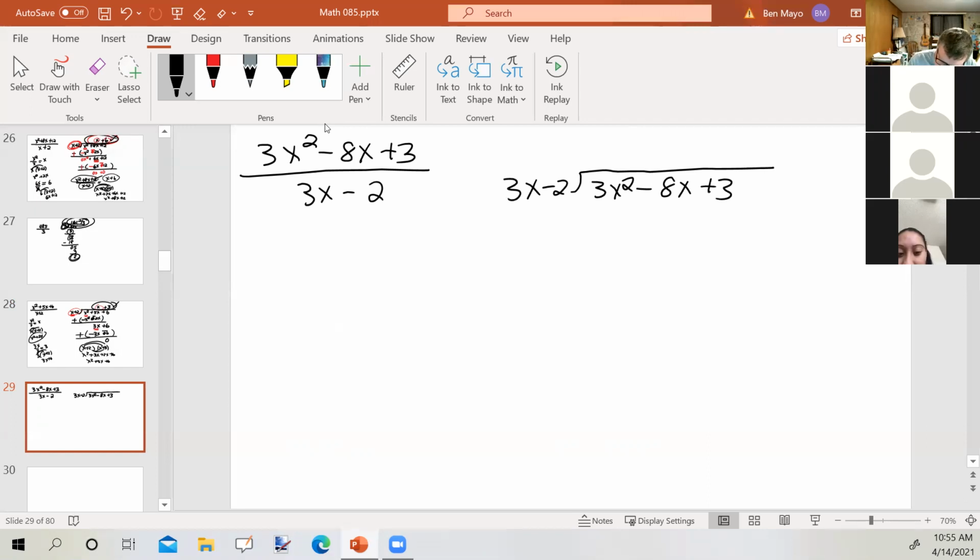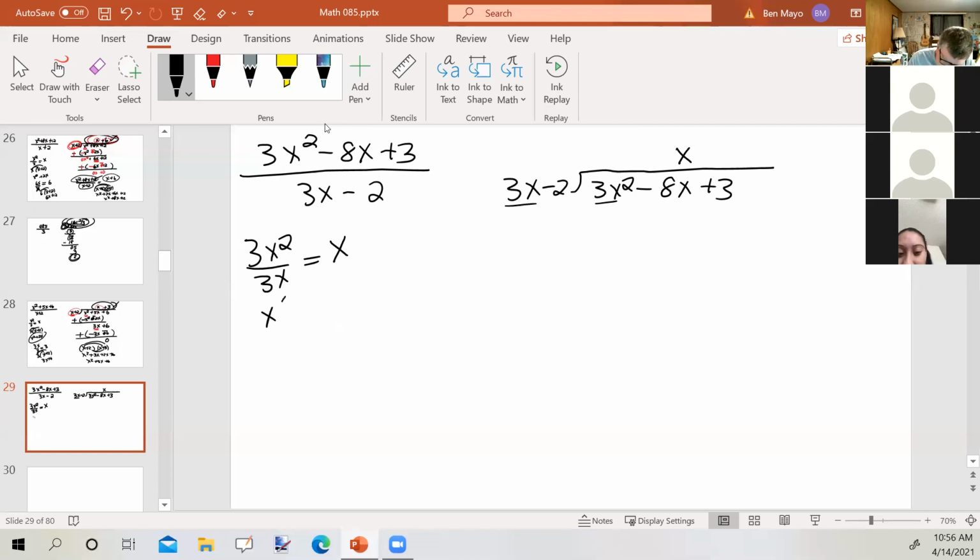We're going to take the leading term inside divided by the leading term outside. So 3x squared divided by 3x. The 3's would reduce down to 1 over 1. X squared over x would just give us an answer of x. So that's going to go up here in the x column.